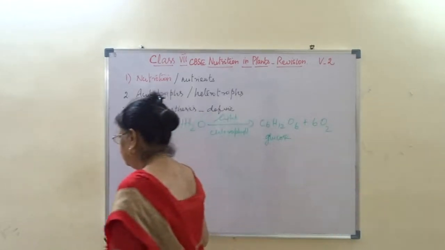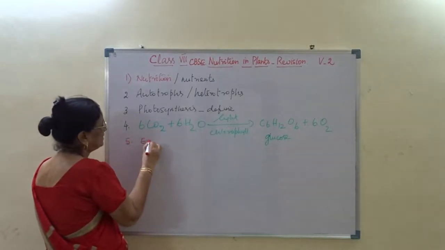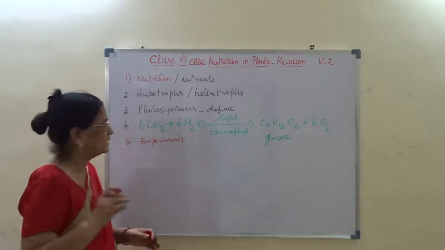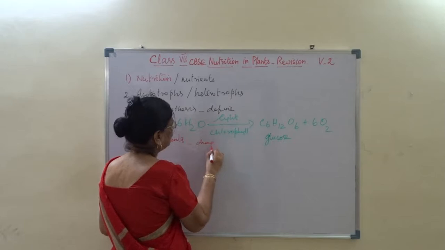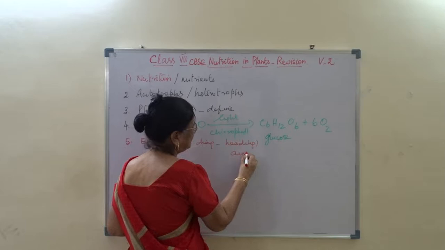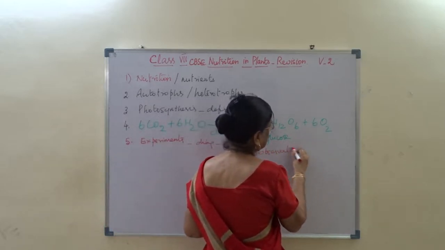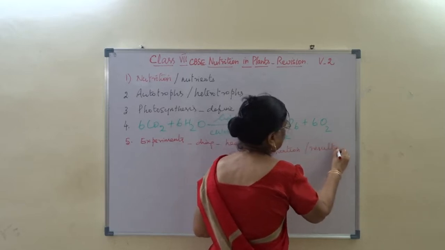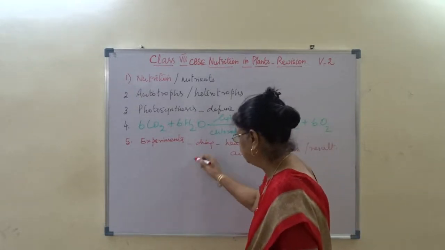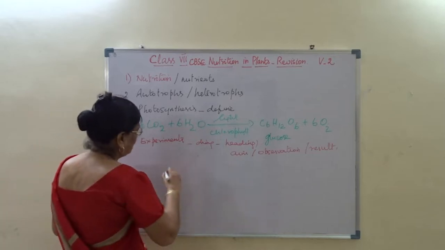And then we should know the experiments for photosynthesis, and you should know the diagram. The diagram will be given. There you need to write the heading or aim or observation or inference. Inference means result. Here, light is essential for photosynthesis.